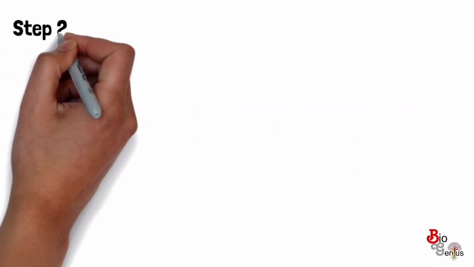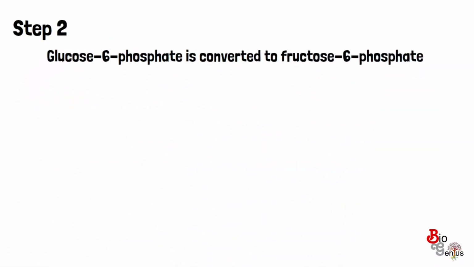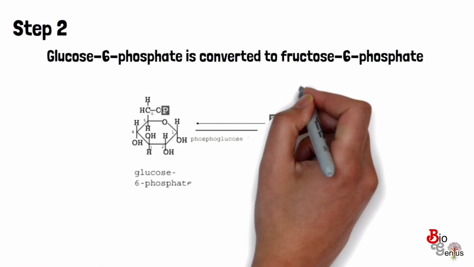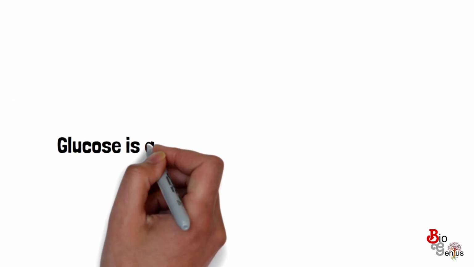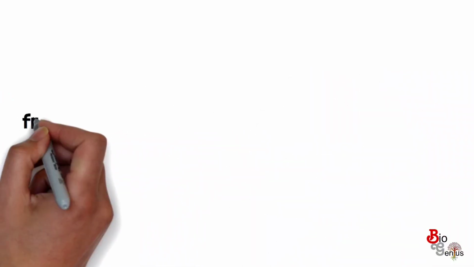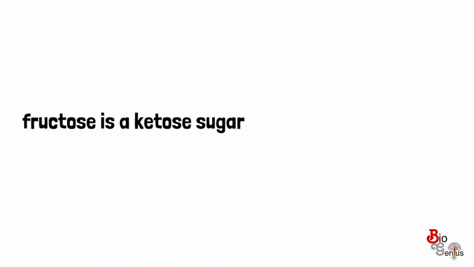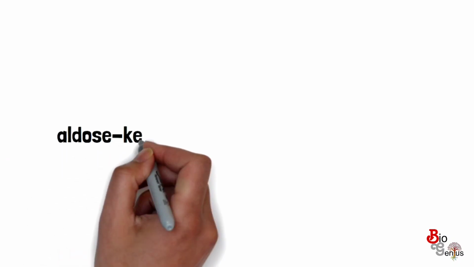Step 2. In the second step, glucose 6-phosphate is converted to fructose 6-phosphate with the help of enzyme phosphohexoisomerase. Glucose is an aldose sugar containing an aldehyde group, but fructose is a ketose sugar containing a keto group. So this is an aldose-ketose isomerase conversion reaction.